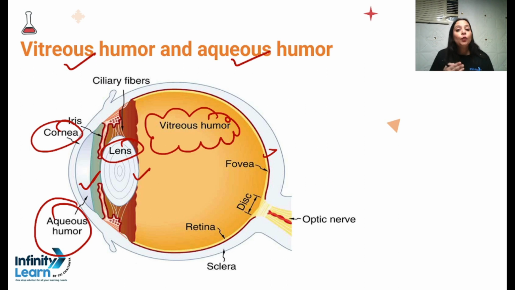Now the function of both the fluids is to protect the parts. Aqueous humor protects the anterior part of the eye, and vitreous humor protects the posterior part of the eye. It prevents the collapse of the eye when there is a sudden change in atmospheric pressure. So vitreous humor in the posterior part, aqueous humor in the anterior part.